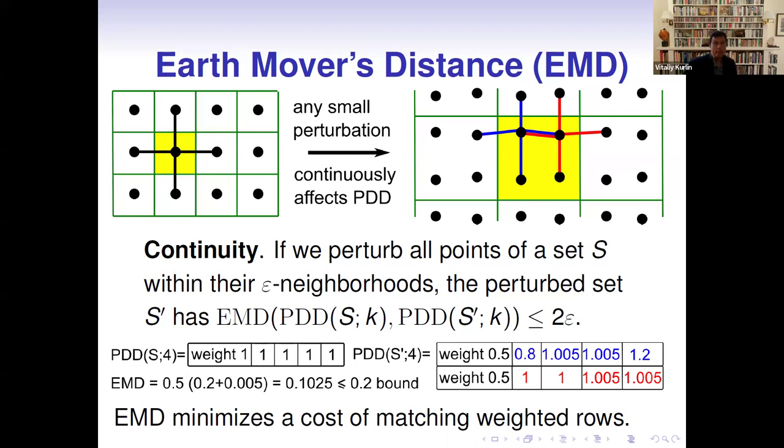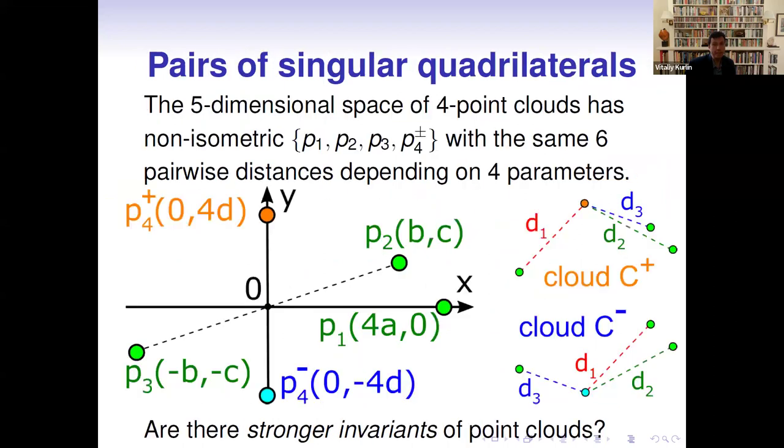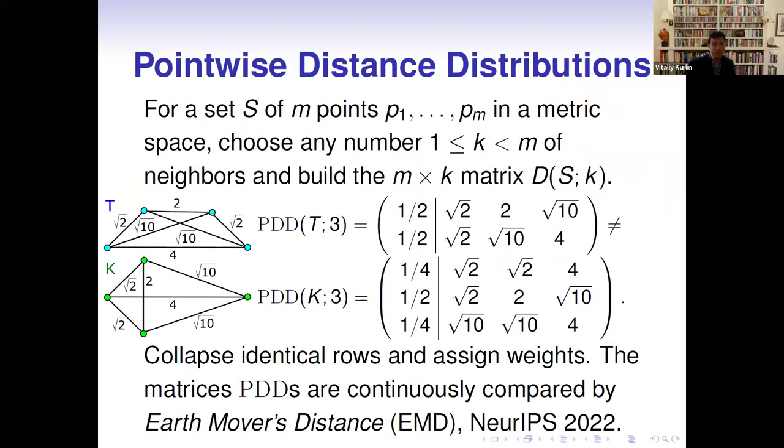Okay. Now, is it a complete invariant, PDD? So it's a strong invariant, a previous invariant, but I should say it distinguished all these examples.